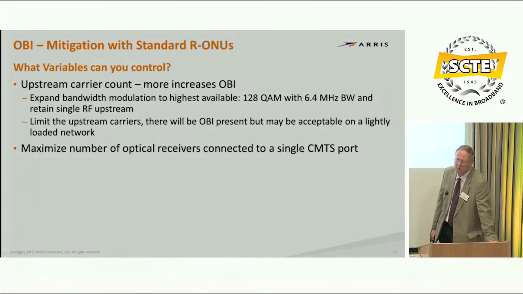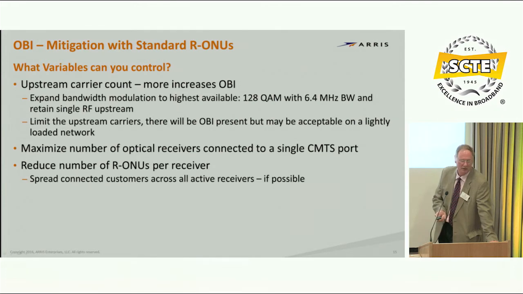The other thing you can do, maximize the number of optical receivers that you have. So instead of having 1 or 2 receivers, increase the number of optical receivers into the CMTS port, but maintain the same number of connected customers. It's the same thing, you reduce the number of customers per receiver. If you've got 32 customers into 1 receiver, the chances of OBI increase. If you drop that from 32 to 16 and double the number of receivers, your incidence of OBI will reduce by 50%. So that's one other method you can do.